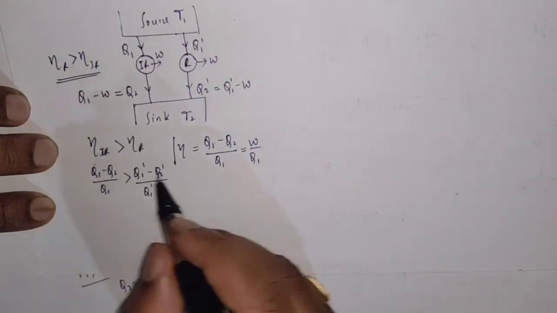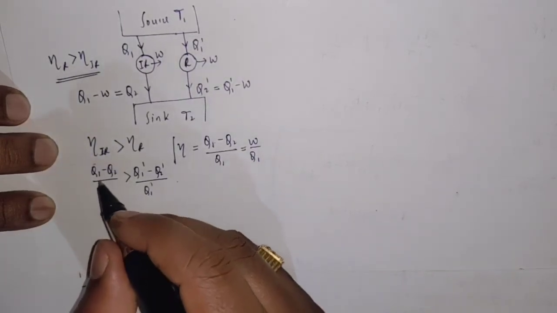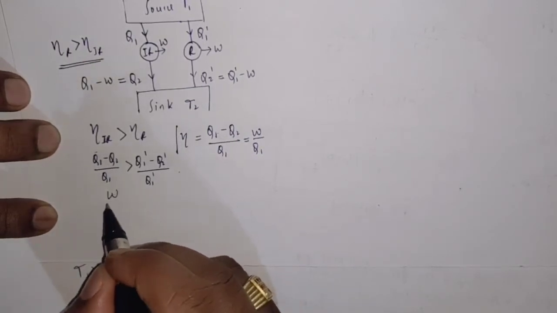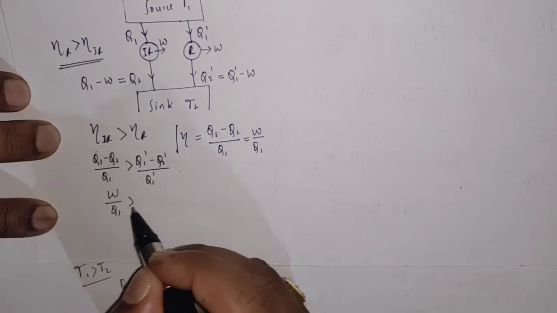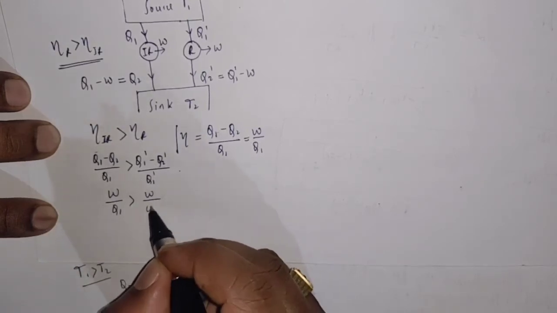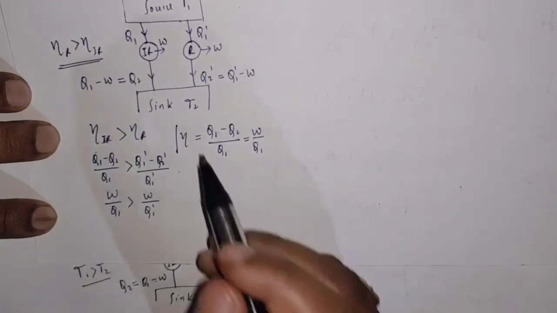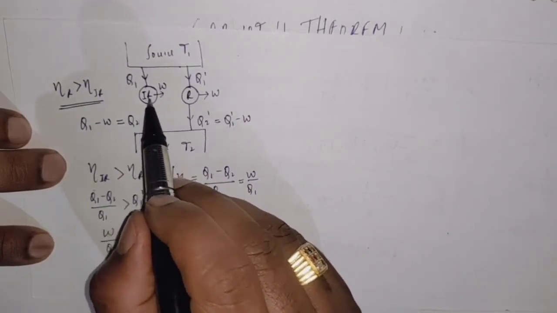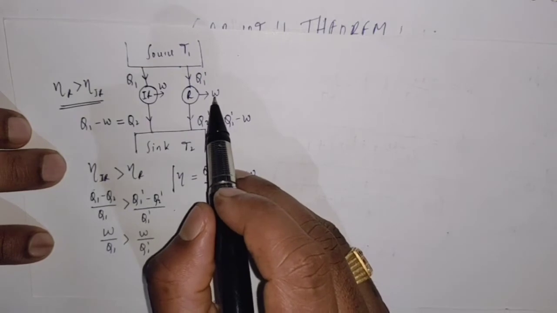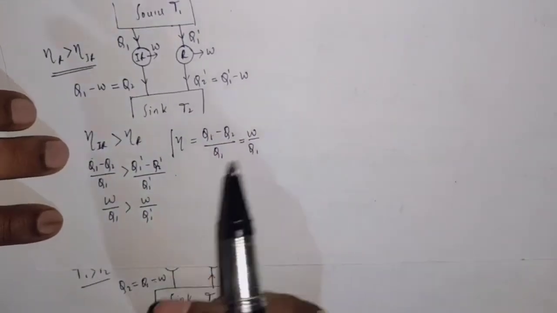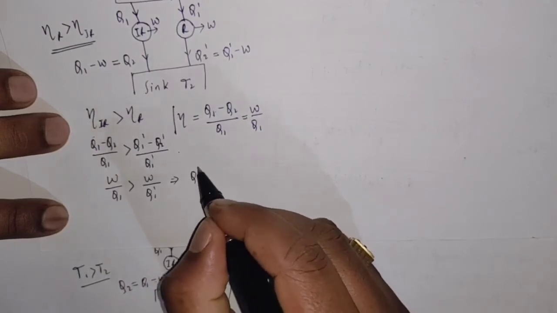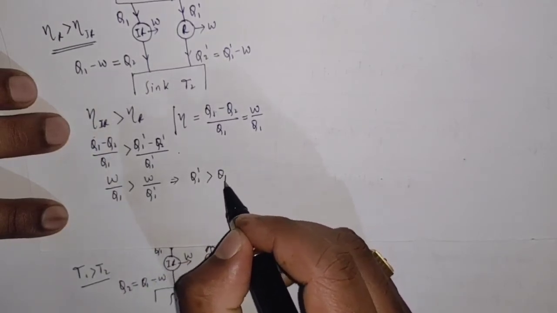Here let us replace Q1 minus Q2 by W, so W divided by Q1 is greater than W divided by Q1 dash. The work done by the irreversible heat engine and the reversible heat engine is the same. So this equation becomes Q1 dash is greater than Q1.